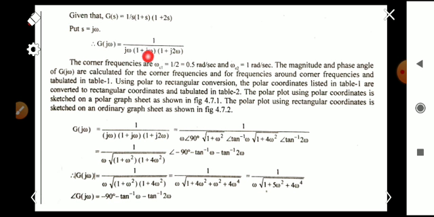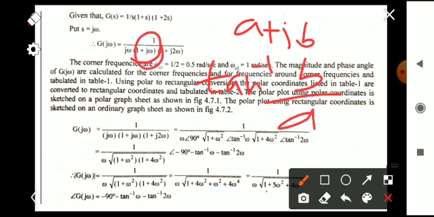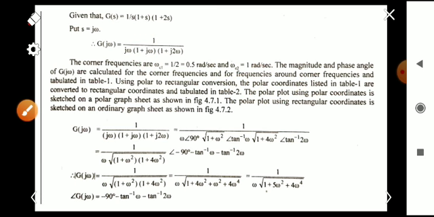Then the second term is a first order term in the form of a plus jb. We know that the phase angle is tan inverse b by a, and since it is located in the denominator side, the phase angle will be minus tan inverse b by a. Likewise here we write minus tan inverse omega, and here also minus tan inverse 2 omega by 1, that is minus tan inverse 2 omega. So the magnitude will be this one and the phase angle will be this one.